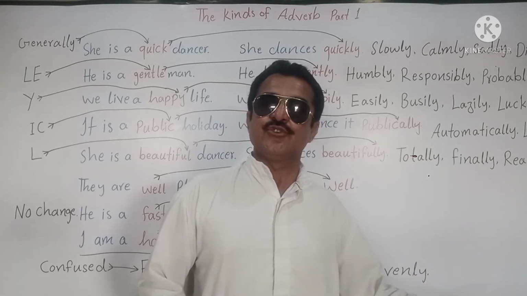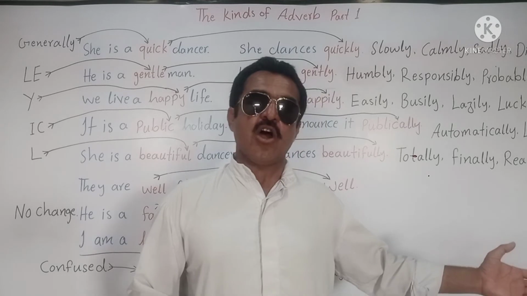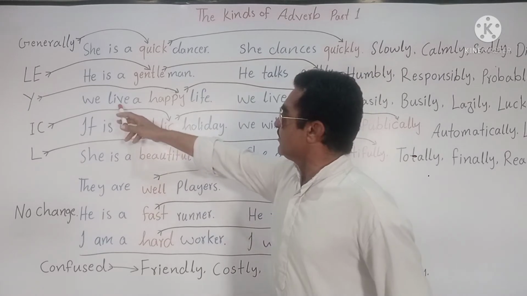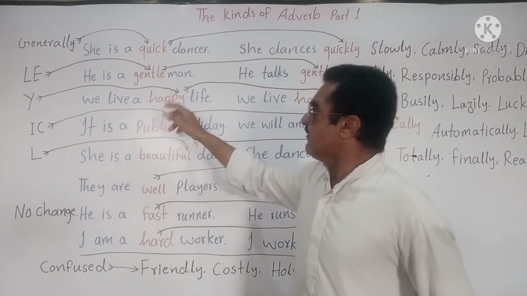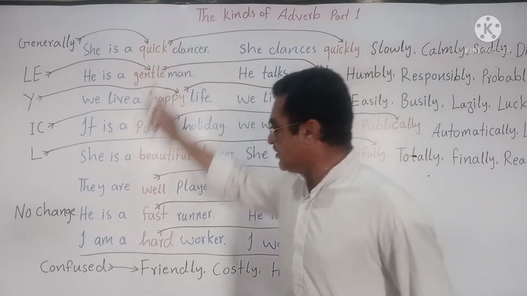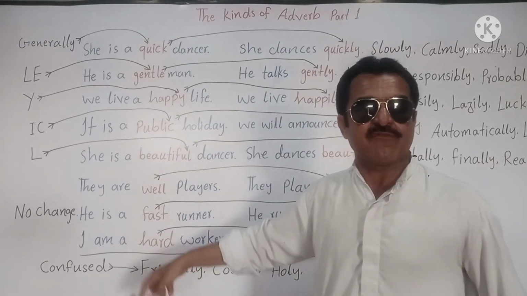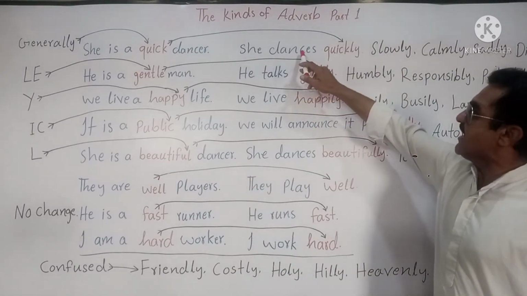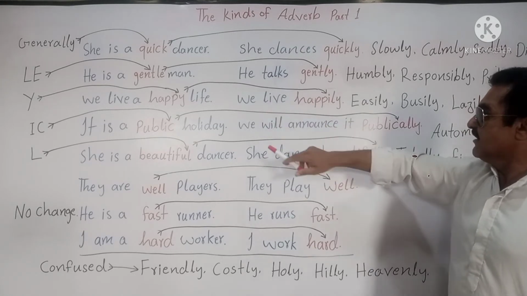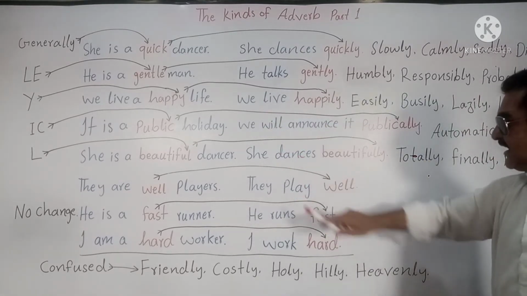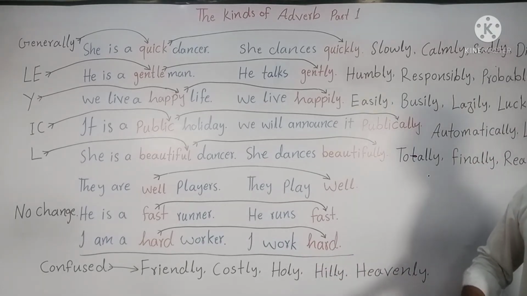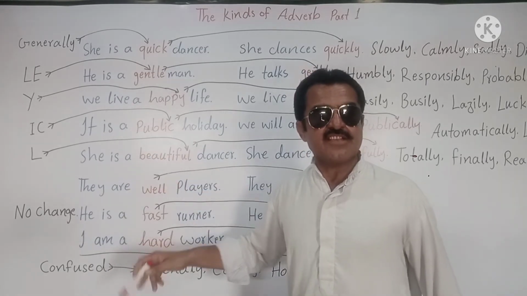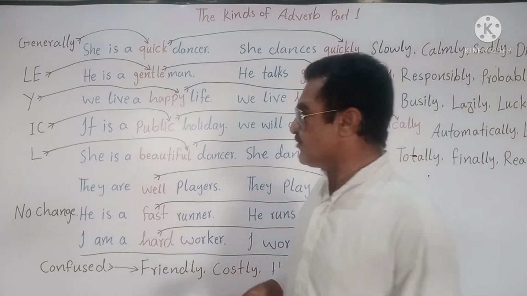Adverbs are used with other, ordinary verbs. You can see here, only this verb I have put here: we live a happy life. Otherwise there are always is, are, am, was, were, has been, have been, the kinds of verb be. Here there are no kinds of verb be. You can see here dance, talk, live, announce, dance, play, run, walk. These are ordinary verbs, not the forms of verb be, is, are, am, was, were, has been, have been, as I said before. So this is the sign.